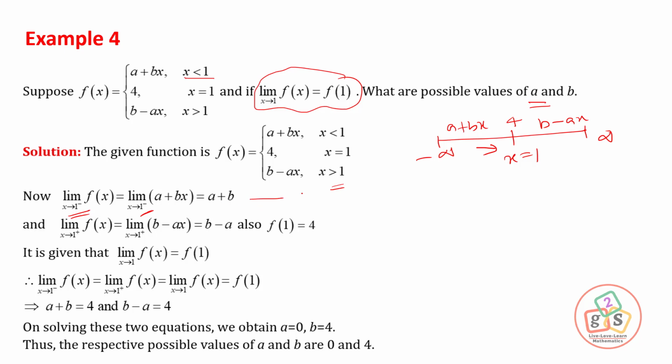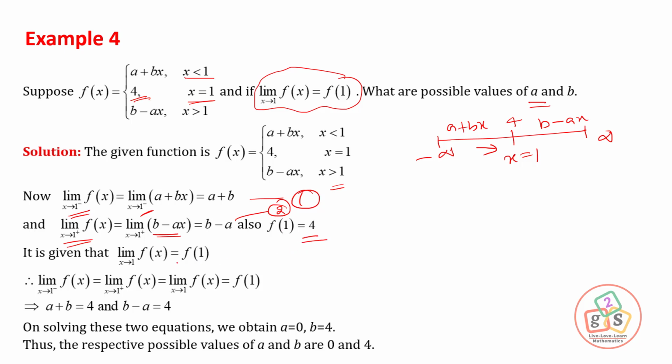We take this as equation number 1. And the right hand side, limit x tends to 1 plus f of x. Above 1 is the right side, and 1 minus is nothing but below 1. So above 1, what is the function? b minus ax. So we substitute b minus ax, and now we put x is equivalent to 1. So b minus a. We take this as equation number 2. And also f of 1. In the given problem, at x is equal to 1, the function value is 4. Therefore, f of 1 is equivalent to 4.